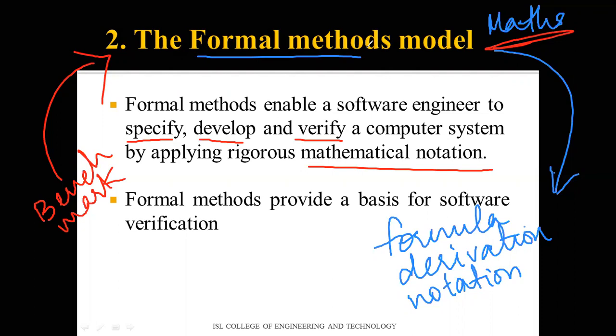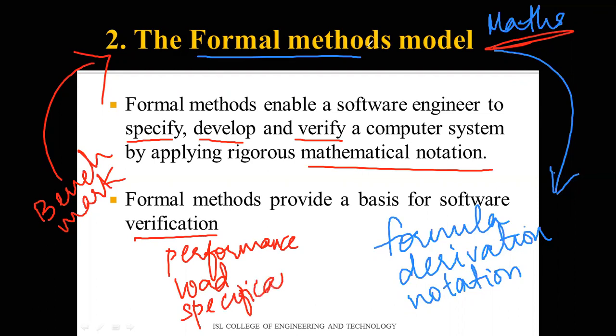Now, this formal method model, it is also a basis for software verification. Now, why is this the basis? Because you are able to identify the performance of the particular software that you are developing, how much load it can handle, what are the different specifications that are there. These specifications can be identified by making use of any type of algebraic functions.